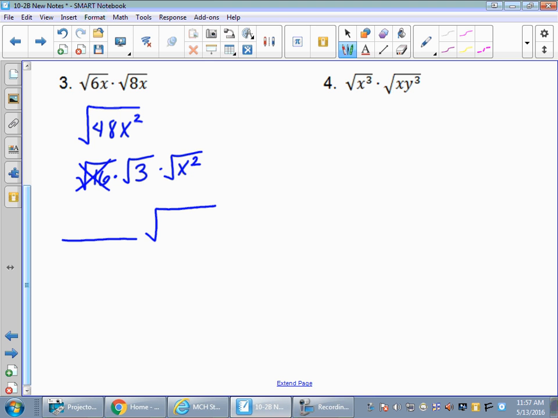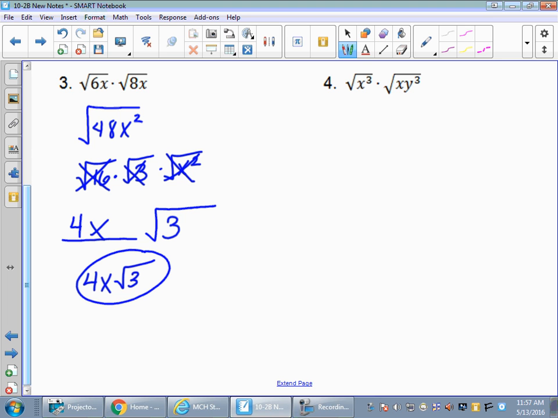Square root of 16 becomes 4 outside. Square root of 3 stays inside. And the square root of x squared becomes an x on the outside. So my answer is 4 times x times the square root of 3. I just cleaned it up.